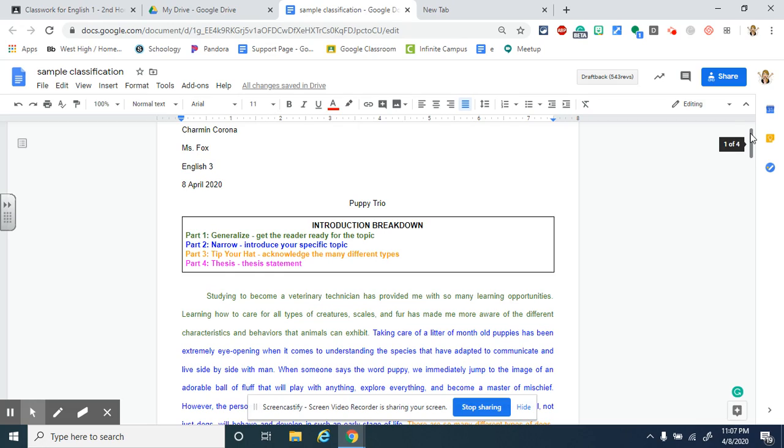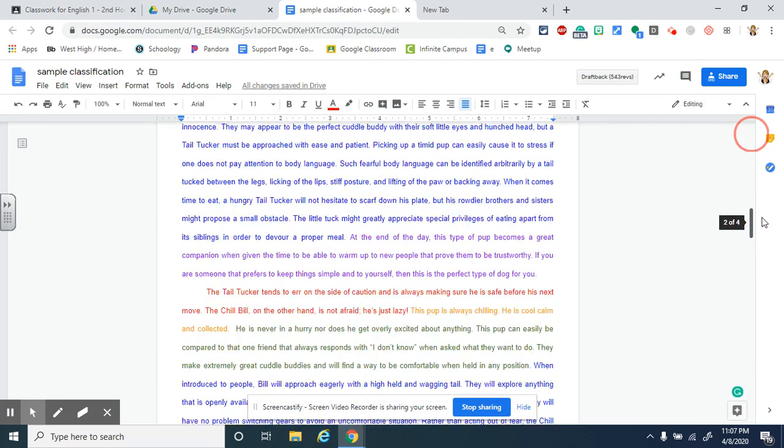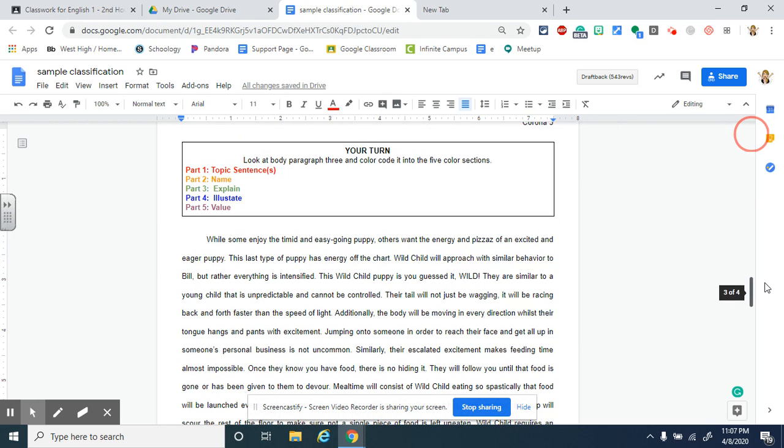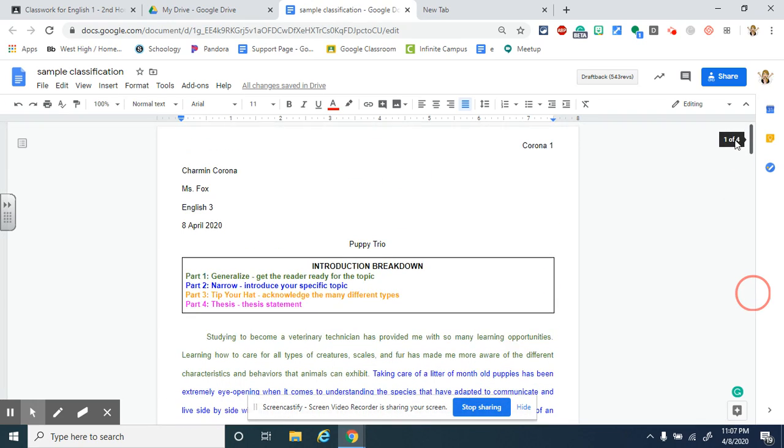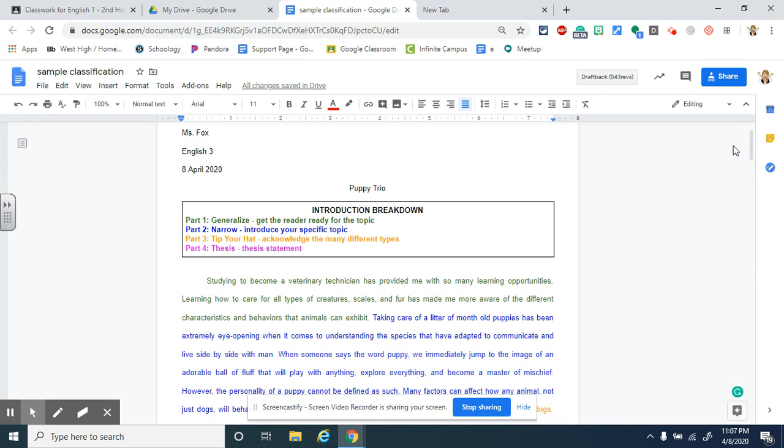So where your assignment comes in is on the third body paragraph. So when it comes to the third body paragraph, it says your turn. Look at the body paragraph 3 and color code it into the 5 color sections. So that's the part that you will be turning in as a part of this assignment. So I'm going to kind of walk through. This is an example of an essay from last year.